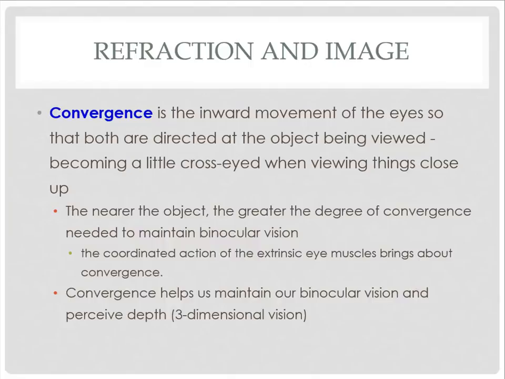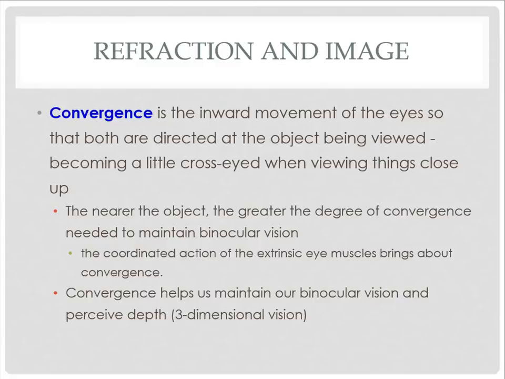The next topic is convergence, which is the movement of both of our eyes. Convergence is the inward movement of the eyes so that both the focal points of our eyes are directed at the object right in the middle. This can be easily mimicked by the cross-eye movement as we focus on an object that moves closer and closer to us. So the nearer the object, the greater the degree of convergence, where we use the medial muscles to bring both eyes rotating to the midline to focus on the object.